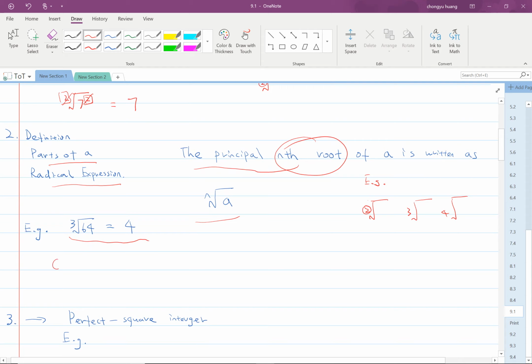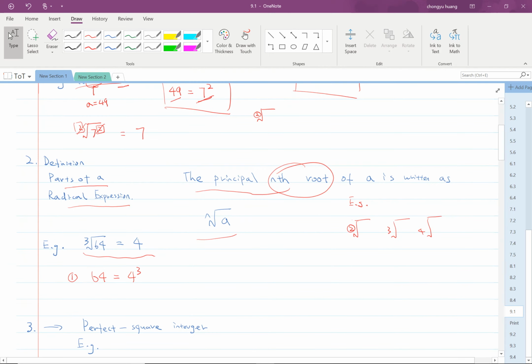Okay, one way: everyone knows that 64 is equal to 4 to the power 3, right? I mean, 64 is equal to 4 to the power 3, right? So that's one of the parts.